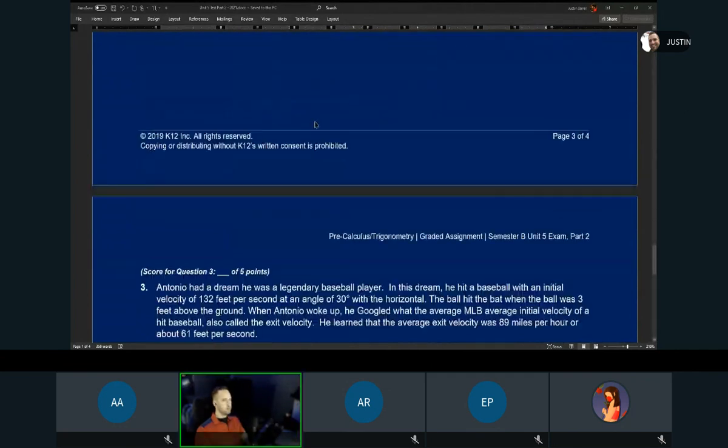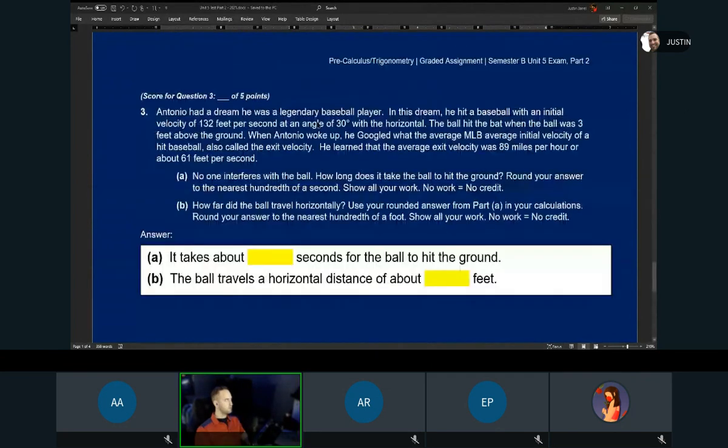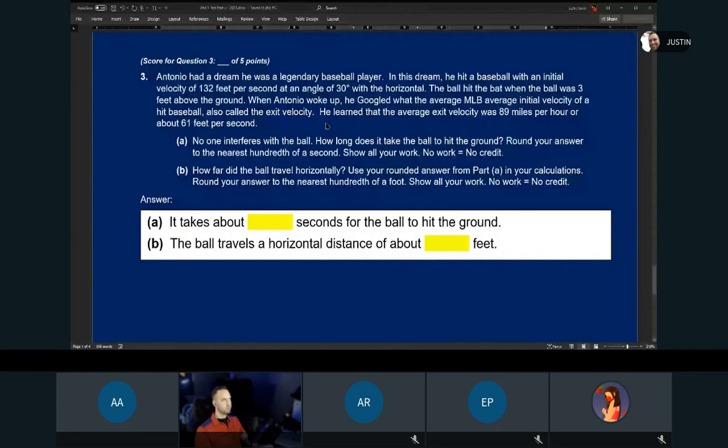Number 3, Antonio, you want to read this for us? Yes. Number 2's TGA, the bell work is day 1 of 511. Antonio had a dream that he was a legendary baseball player. In this dream, he hit a baseball with an initial velocity of 132 feet per second at an angle 30 degrees with the horizontal. The baseball hit the bat when the ball was 3 feet above the ground.